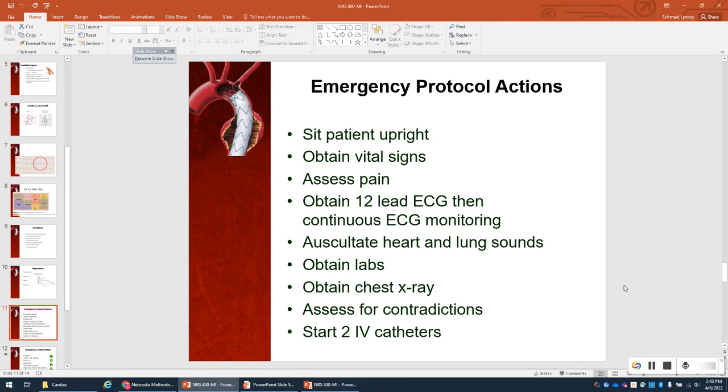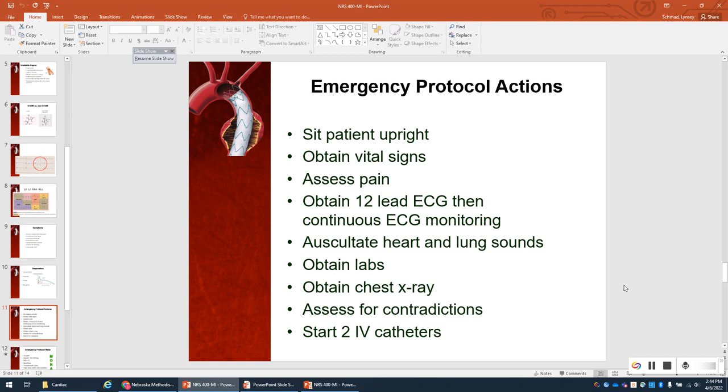Emergency protocol actions. So after we've obtained our EKG, we're going to sit the patient upright, gather their vital signs, and of course assess their pain. Remember PQRST as part of your assessment. Once we've obtained their 12-lead EKG, then we're going to place them on continuous EKG monitoring and have the physician read that EKG within 10 minutes of patient arrival.